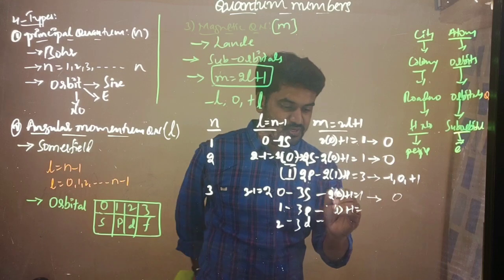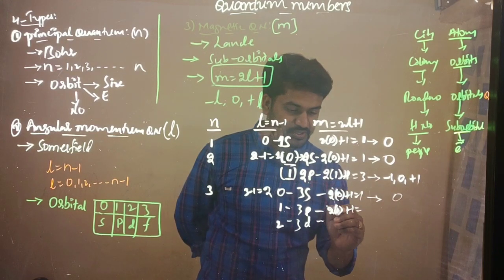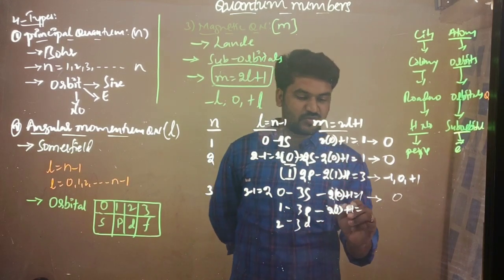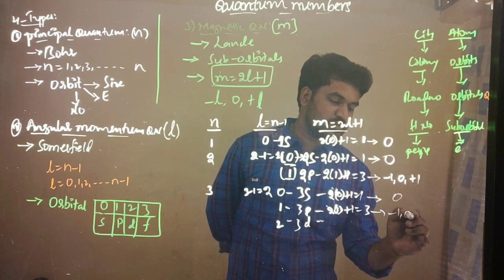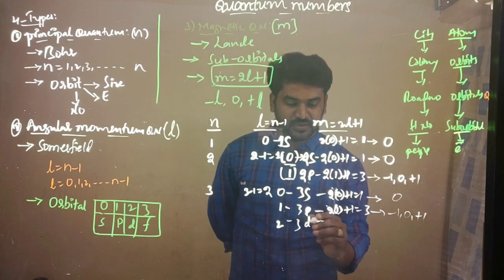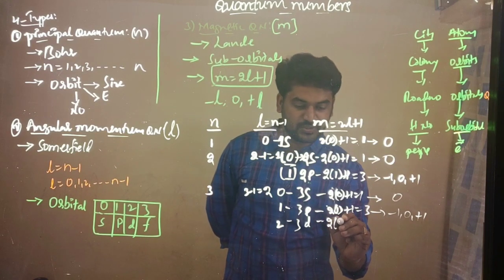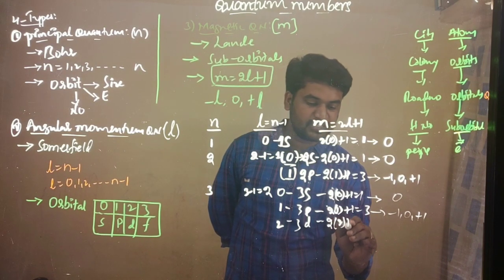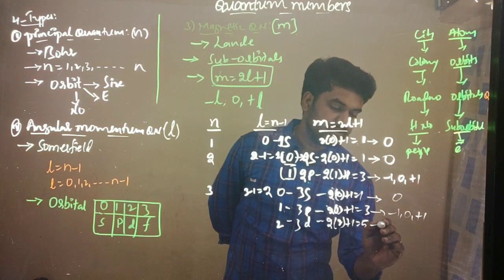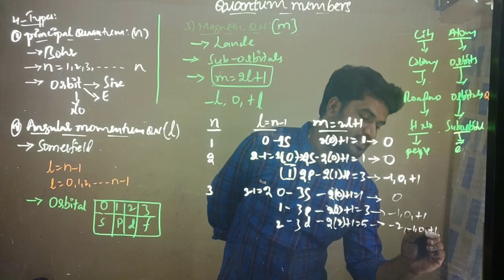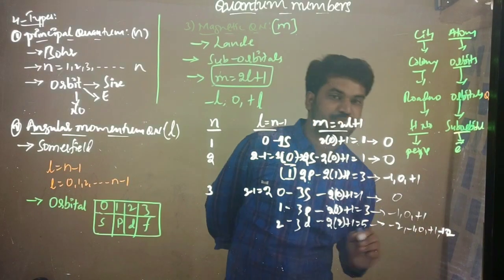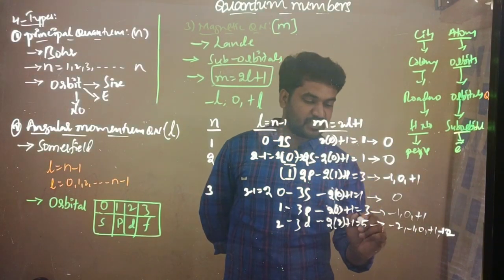2 into 1 plus 1, that is 3 we will get. 3 values we should write: minus 1, 0, plus 1. Right. And again here 2 into 2 plus 1, we will get 5. That we will write as minus 2, minus 1, 0, plus 1 and plus 2. See, these 5 values we should write.